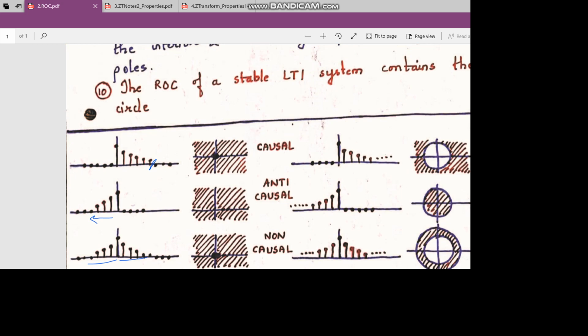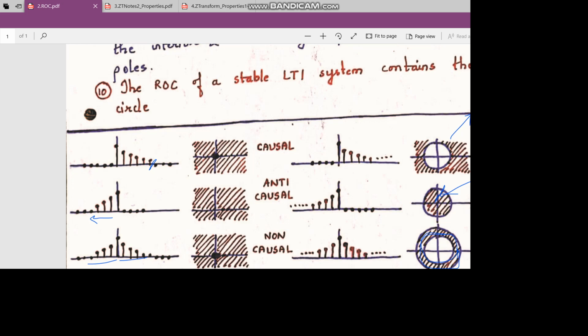When it is a causal infinite duration sequence, the ROC is generally outside the circle. When it is an anti-causal sequence, the ROC is inside the circle. And when it is non-causal, that is, present for positive as well as negative time, generally it is in the form of a ring. It is very interesting to note that just by looking at the ROC, we can understand what type of sequence it is representing.